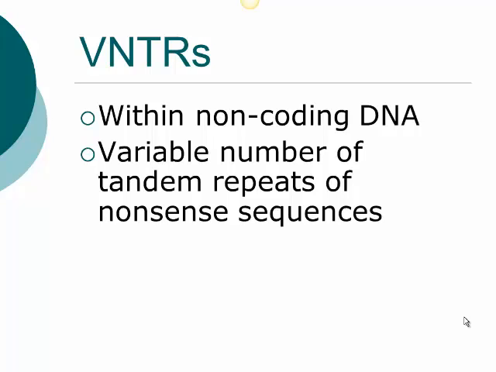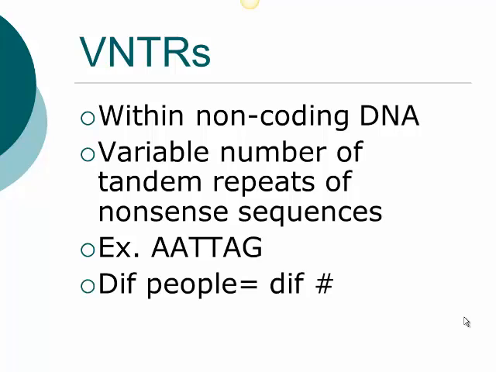And so if you look at that, what that means, variable number means that some people will have maybe 10, another person might have 20 of these repeating sequences that don't code for anything. They're tandem, so they're in line like a tandem bicycle. An example of a VNTR would be AATTAG. One person might have, like I said, 10 of these within their fragment, and another person might have 20.